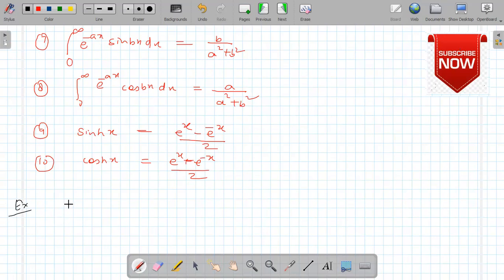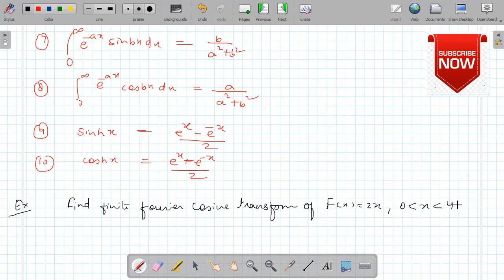Yesterday I discussed the finite Fourier sine transform of the function 2x. Let's find the finite Fourier cosine transform of that function, f(x) = 2x, where x lies between 0 and 4.